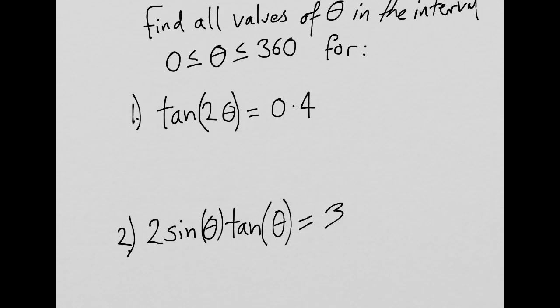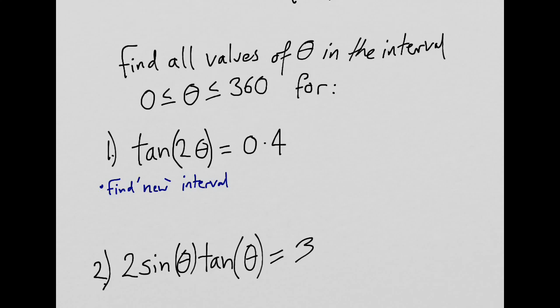The first step to solving any of these problems is to work out what your new intervals are. So, find new intervals is our first step. In the question, they're asking for values of theta in the interval theta is between 0 and 360. If you look at this, our angle is no longer theta. The angle we're talking about is 2 theta. If you're unsure about the angle, it's the bit that your trig function is operating on. So the bit you're operating on goes inside the function.